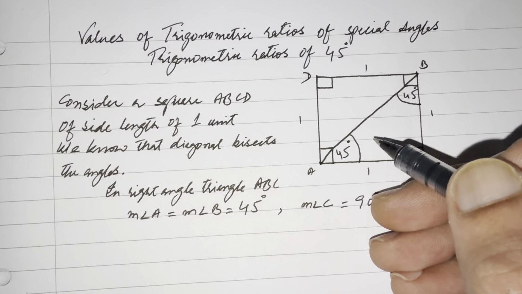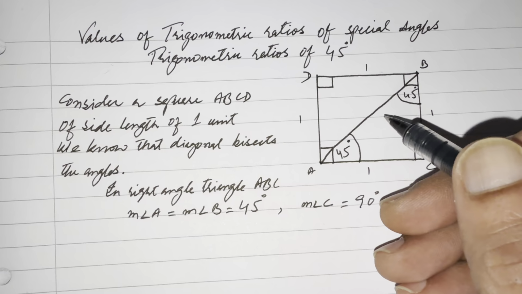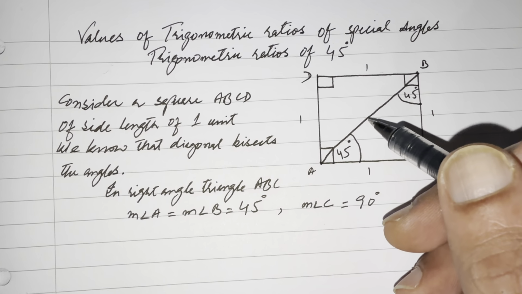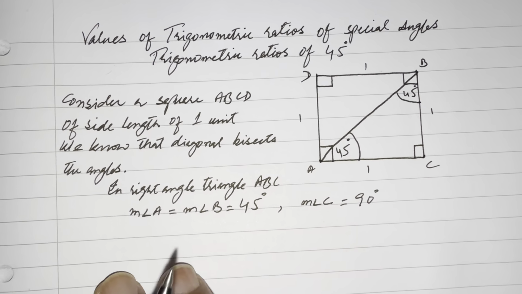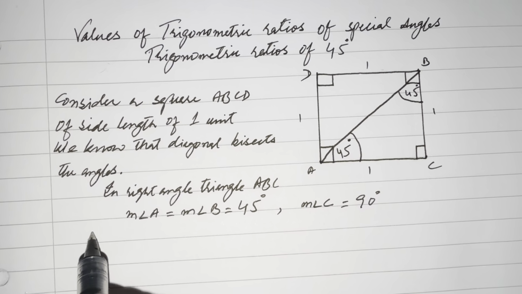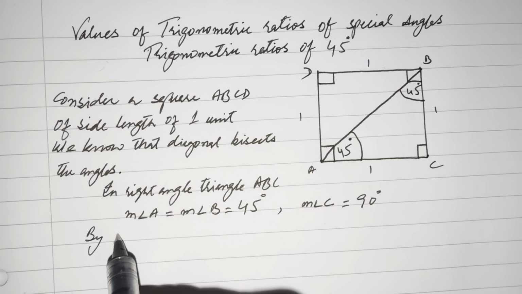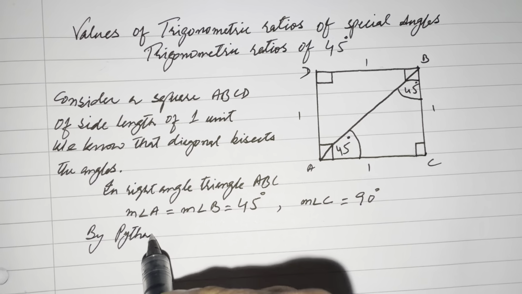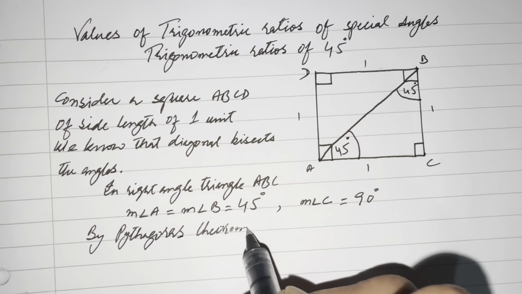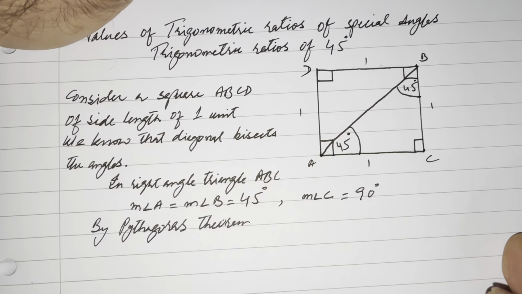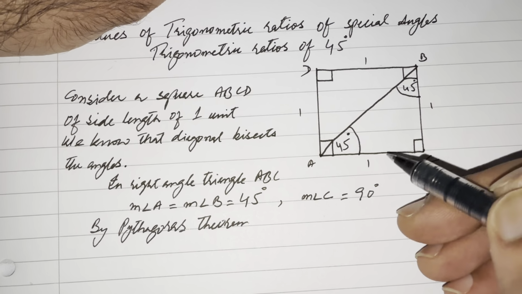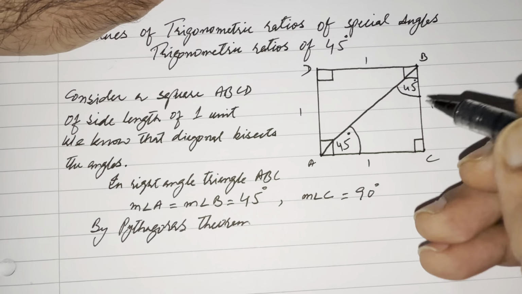You know that we always use the Pythagoras theorem to find the third length of a right angle triangle. If two sides of a right angle triangle are given, we use the Pythagoras theorem to find the third side. So what does the Pythagoras theorem say? The square of the hypotenuse is always equal to the sum of the squares of the other two sides.